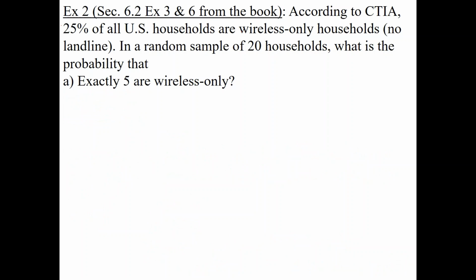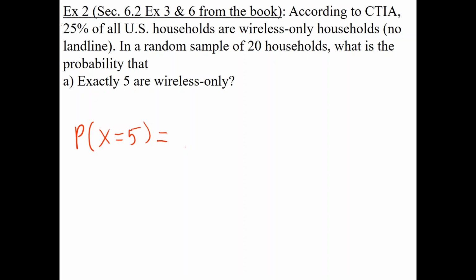Okay, so to do this, we've got to get the notation right. The probability that we have exactly 5 households being wireless only is the probability that X equals 5. X is how many wireless households you have. So this is the notation. Again, remember what X stood for: it's the number of wireless households out of the 20 that you selected.